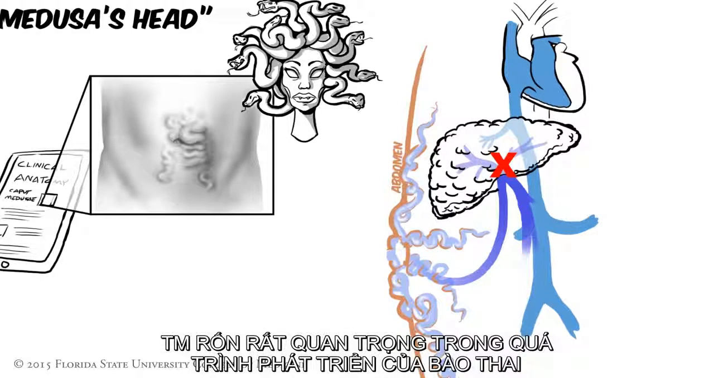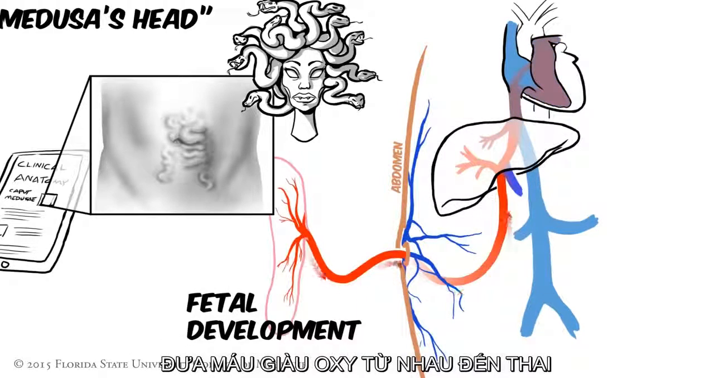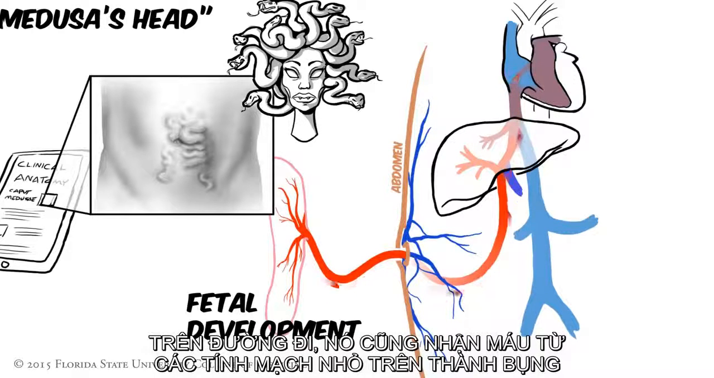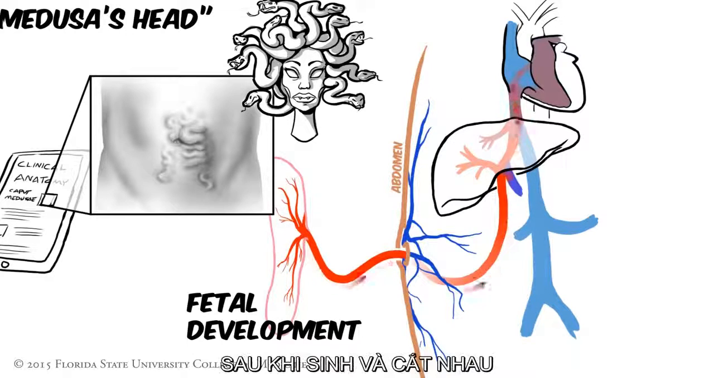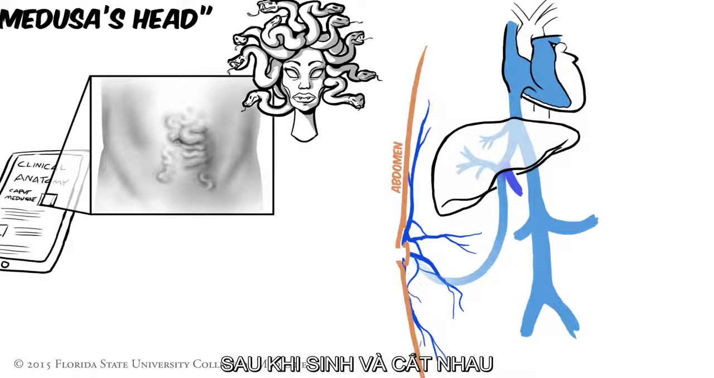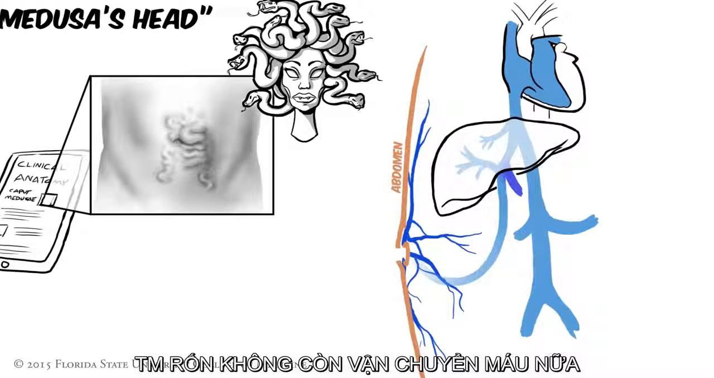The umbilical vein is important during fetal development, as it delivers oxygenated blood from the placenta to the fetus. Along its course, the umbilical vein also receives blood from small systemic veins on the surface of the abdomen. The umbilical vein delivers some of its blood directly to the liver. After birth and removal of the placenta, the umbilical vein no longer transmits blood.